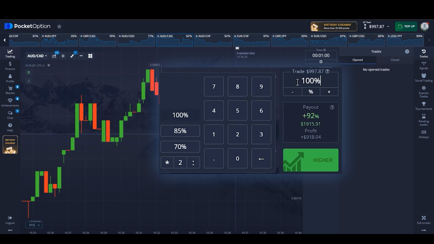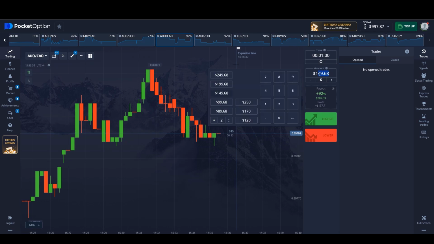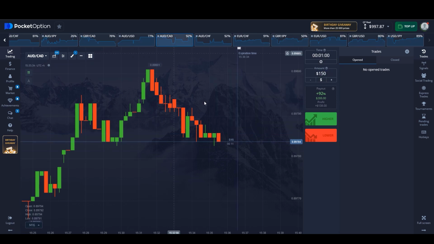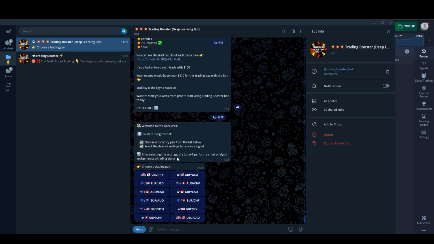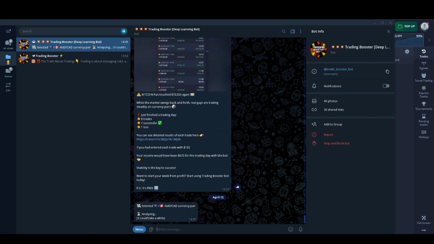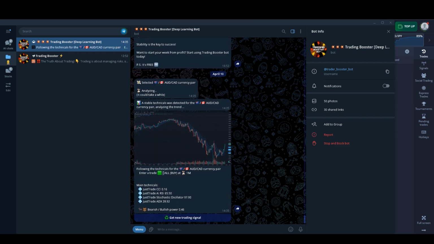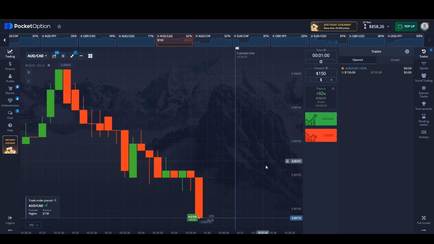Now I'm going to put 15% and I'm going to start at $150. I choose the Australian and Canadian dollar. I get a new signal. I'm going to choose this pair and the expiration time is 1 minute. I get a buy signal, open the broker and open a buy trade right there.